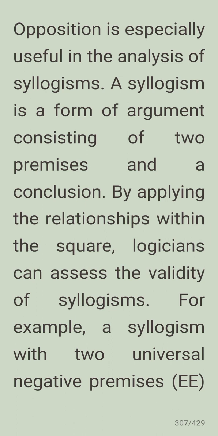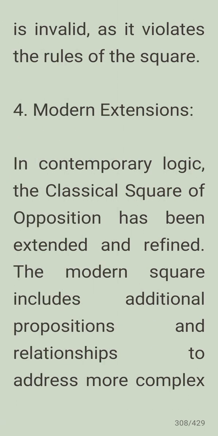A syllogism is a form of argument consisting of two premises and a conclusion. By applying the relationship within the square, logicians can assess the validity of syllogisms. For example, a syllogism with two universal negative premises is invalid as it violates the rules of the square.